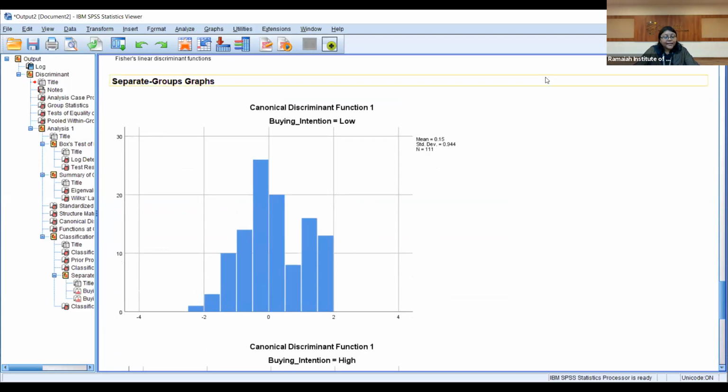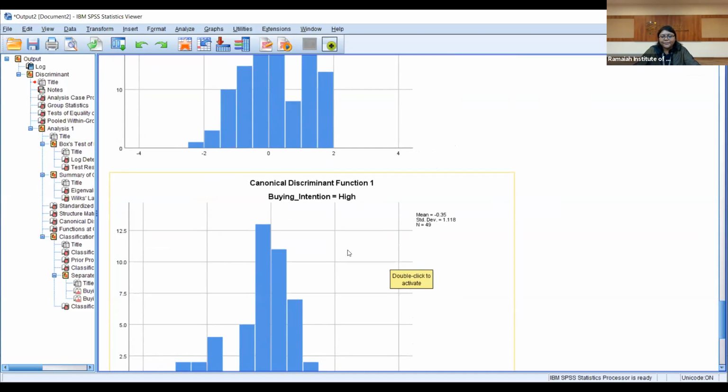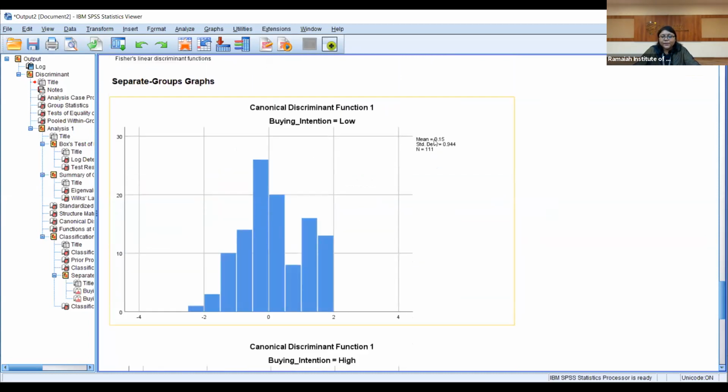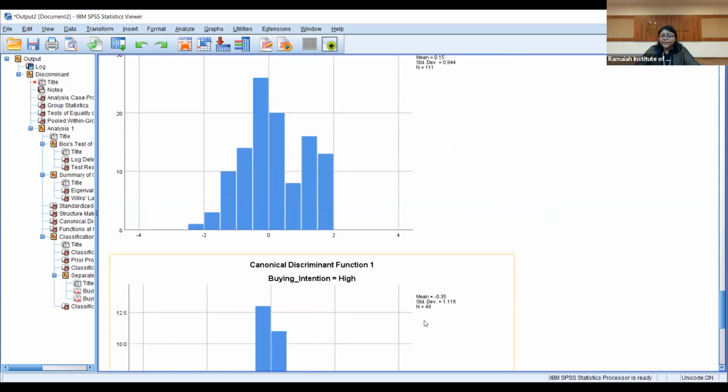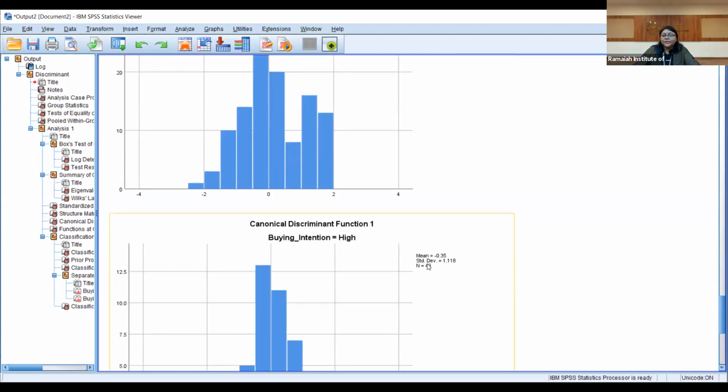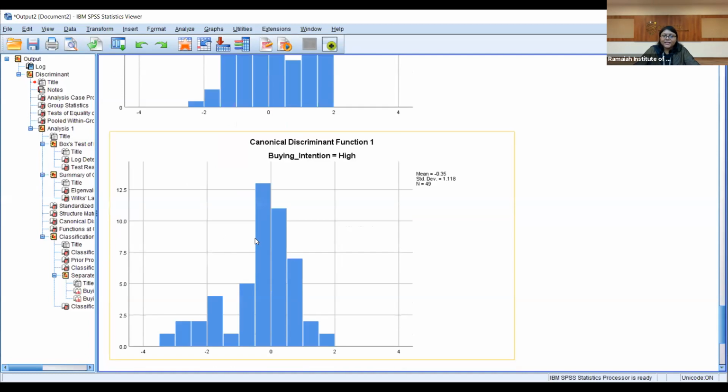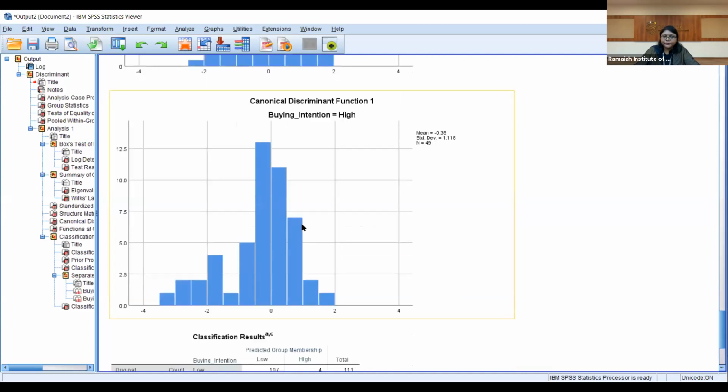Then the next thing that we have clicked on is your graphs, where we selected separate group graphs. In the separate group graphs, the first graph is for the low buying intention, and the second graph is for high buying intention. In the low buying intention, you can see the number of n is 111, and in the high buying intention, the number of participants is 49. So based on this, you can have a graphical representation.